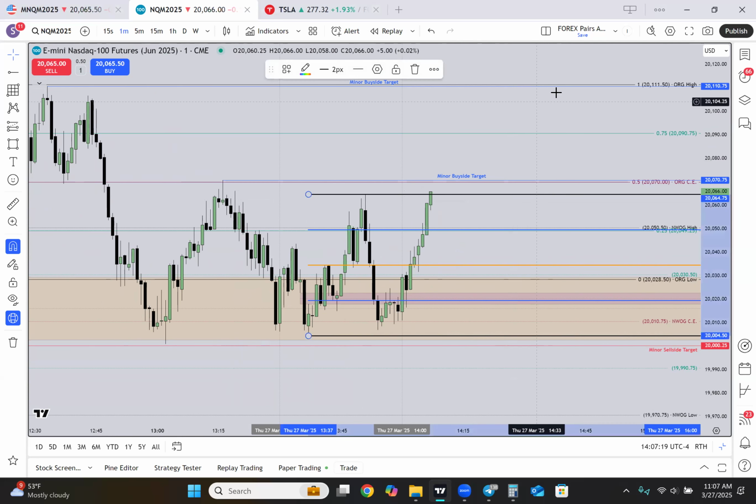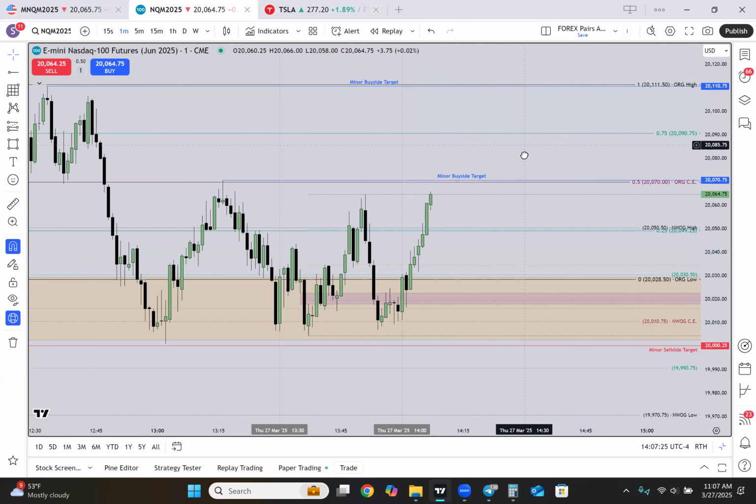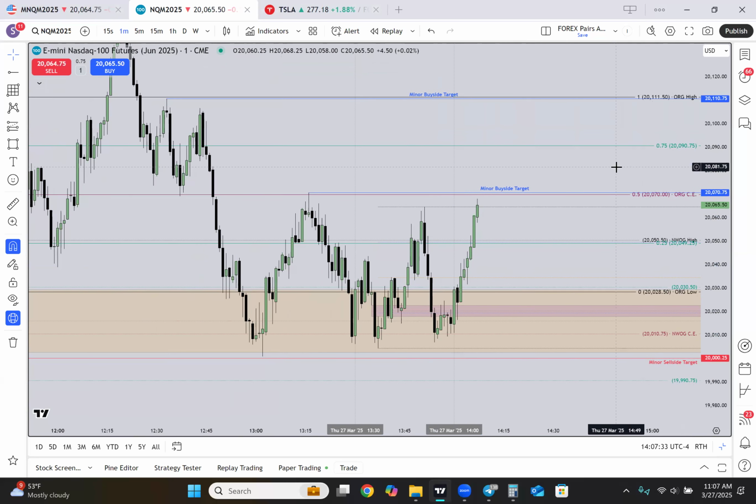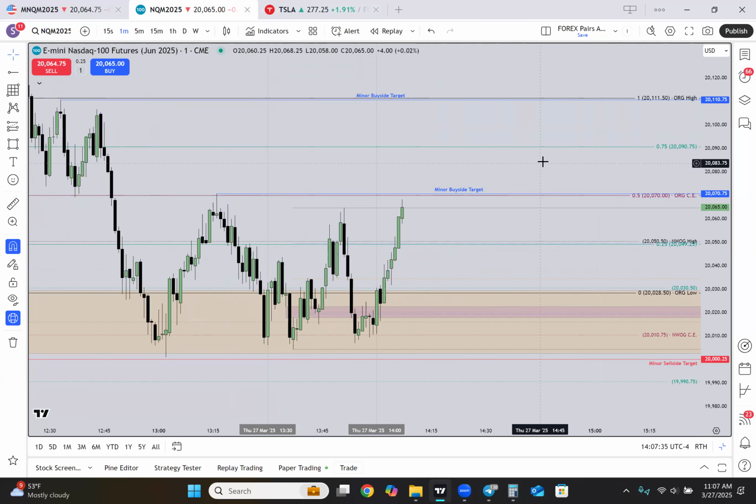We're going to punch out of the opening range. So let me lighten that up a bit. And we're going to hit this minor buy side target, which is the opening range gap consequent encroachment. May or may not hit it. Let's see if it hits. I'll just hang on for 1 minute more.